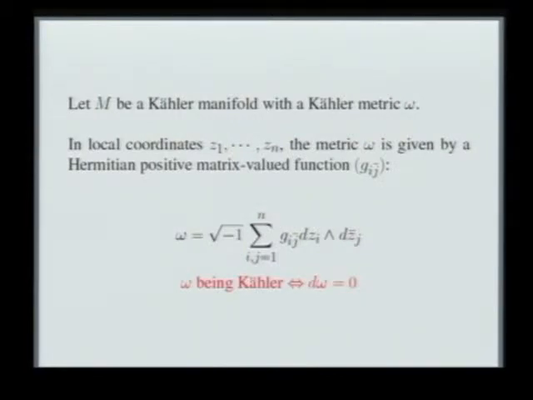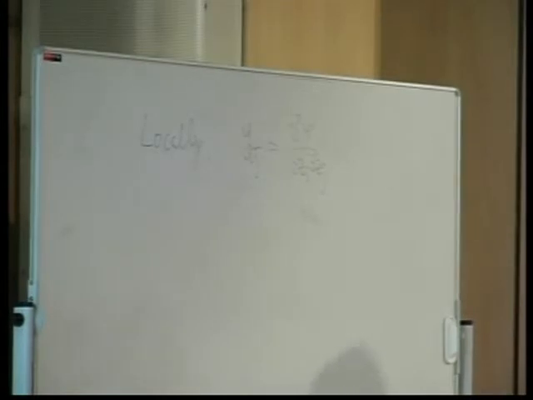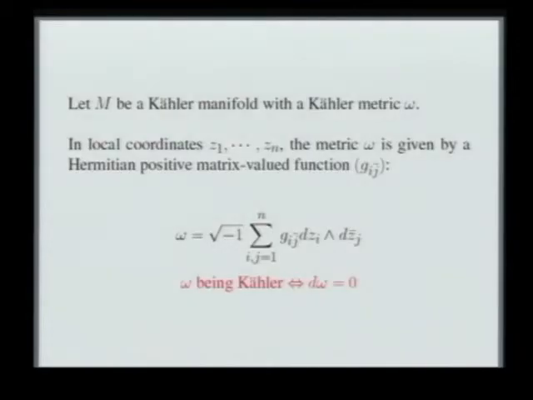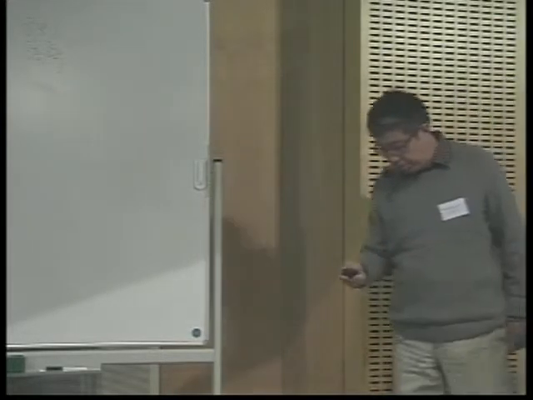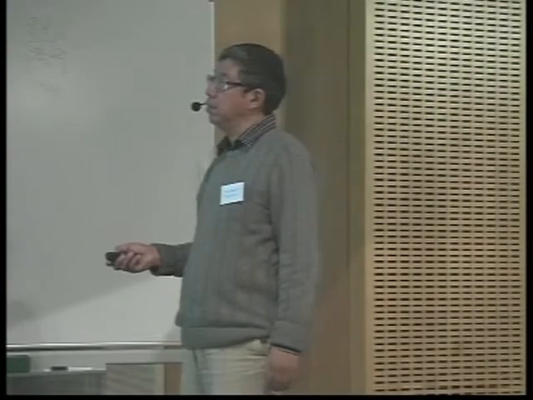In order to make life simpler, we impose this integrability condition: omega is closed. This condition simply implies locally g_ij can be written as a complex Hessian of a function. This makes Kähler geometry simpler, because you are studying a scalar function instead of a matrix valued function.